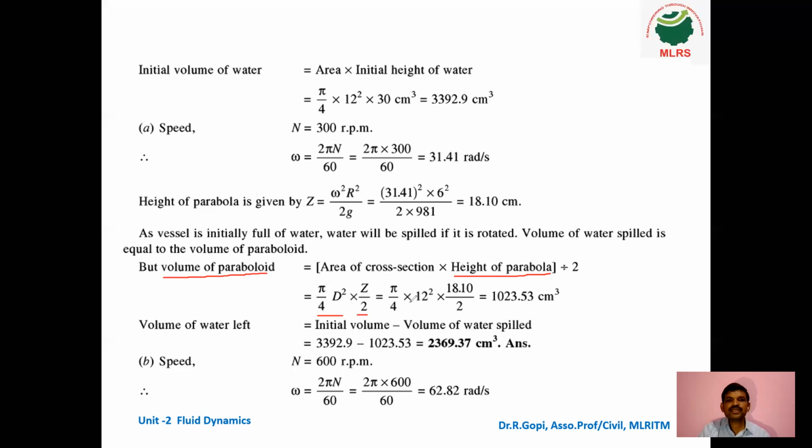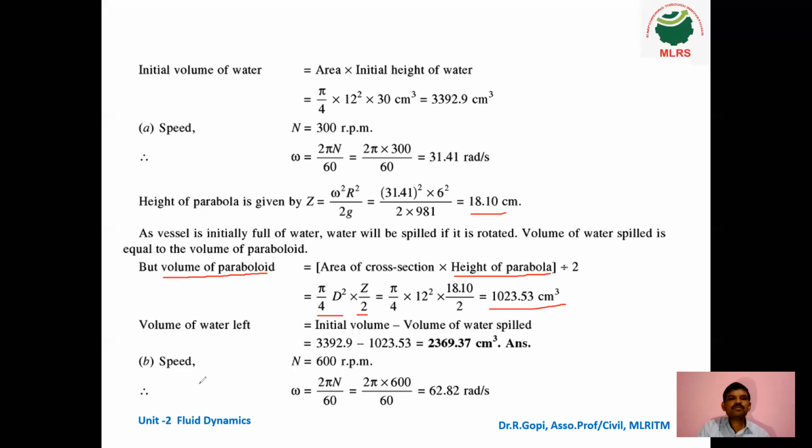So pi by 4 into what is d? d is 12 square. Multiply by z. z is 18.1 centimeter divided by 2. So finally we get an answer 1023.53 centimeter cube. Okay, so this much amount of water is spilled out from the container.